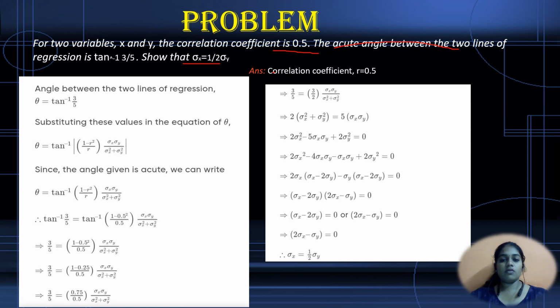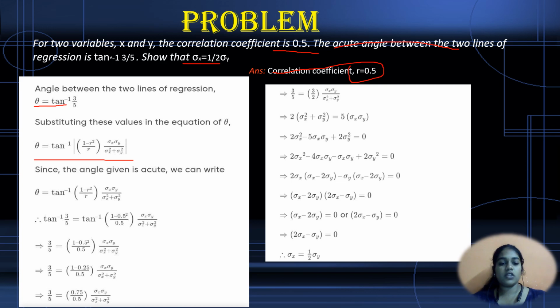In the given data, the correlation r is equal to 0.5, and the angle between the two lines of regression is theta is equal to tan inverse of 3 by 5. We know the formula for the angle between two lines of regression is theta is equal to tan inverse of the modulus of (1 minus r square) divided by r, into sigma x into sigma y divided by (sigma square x plus sigma square y).